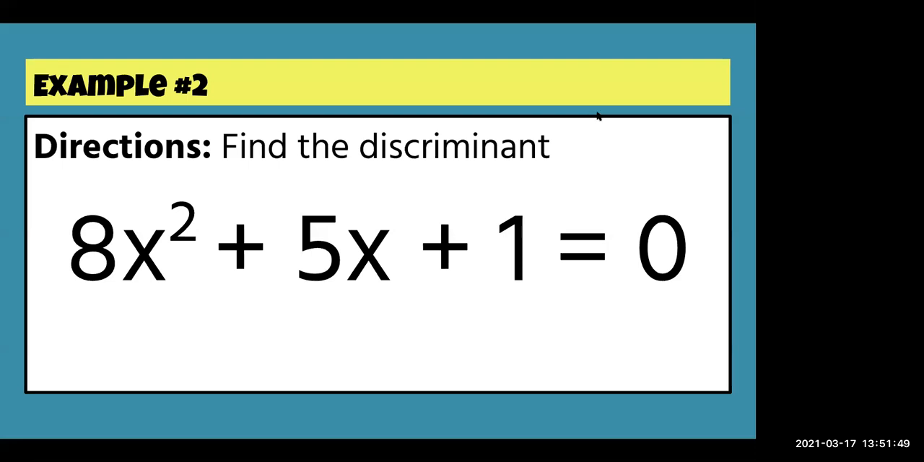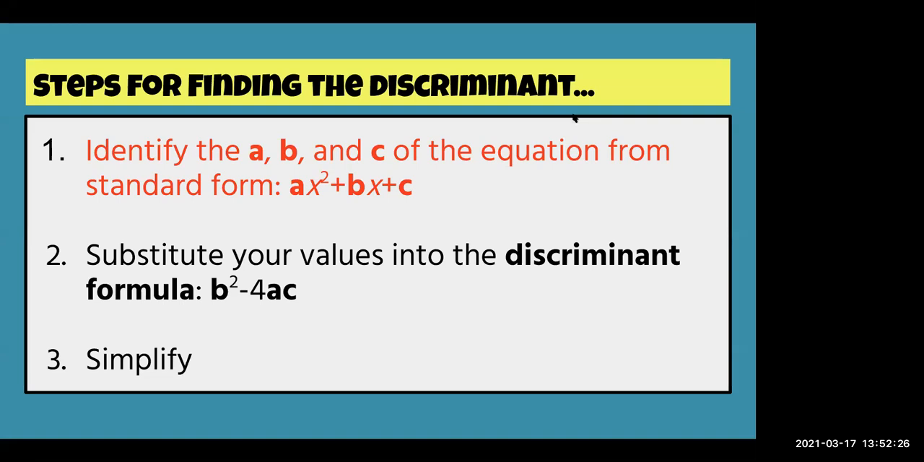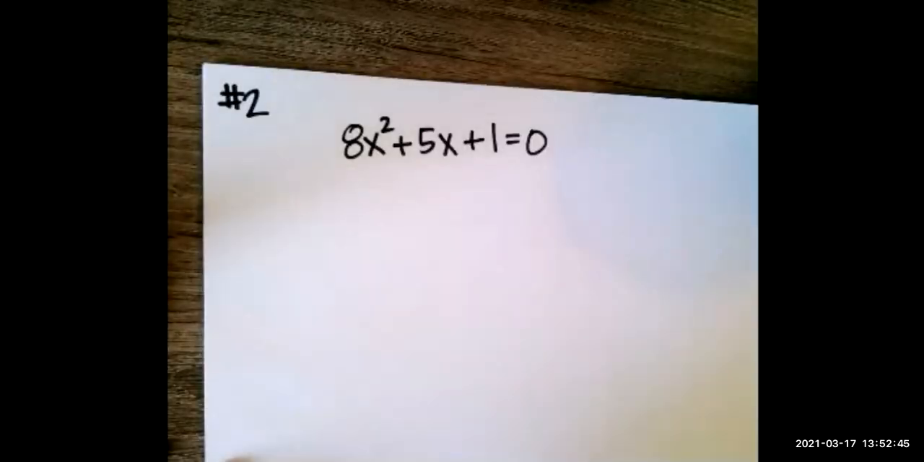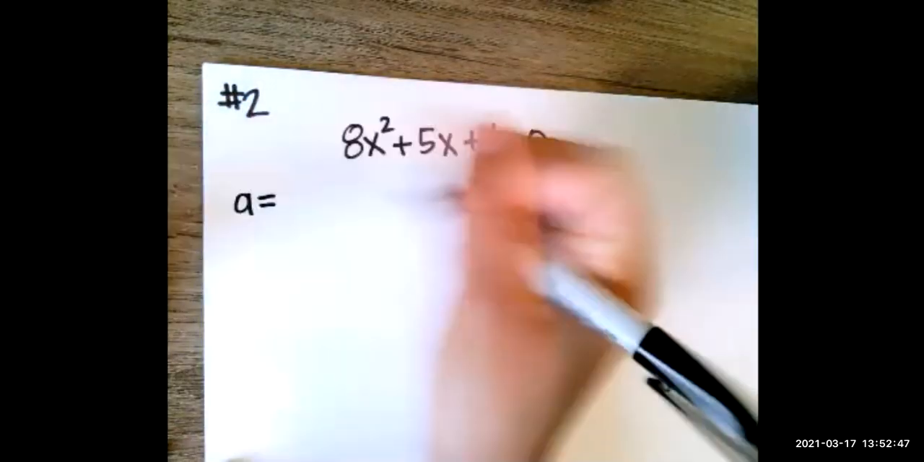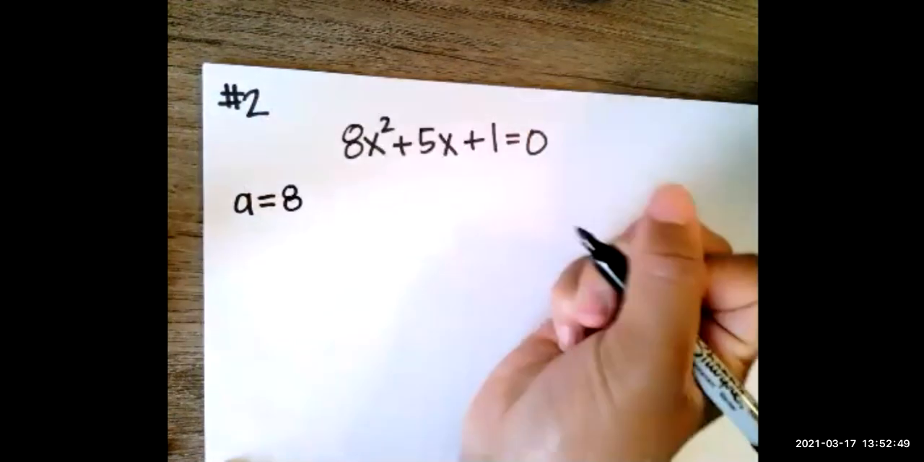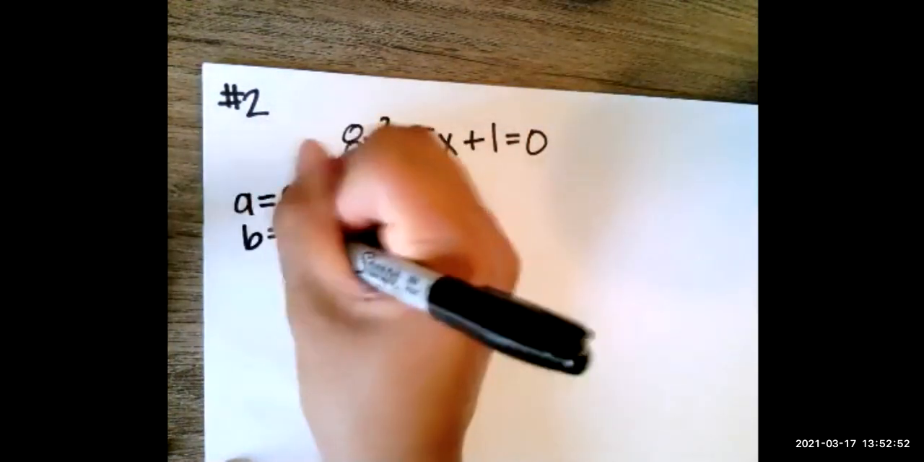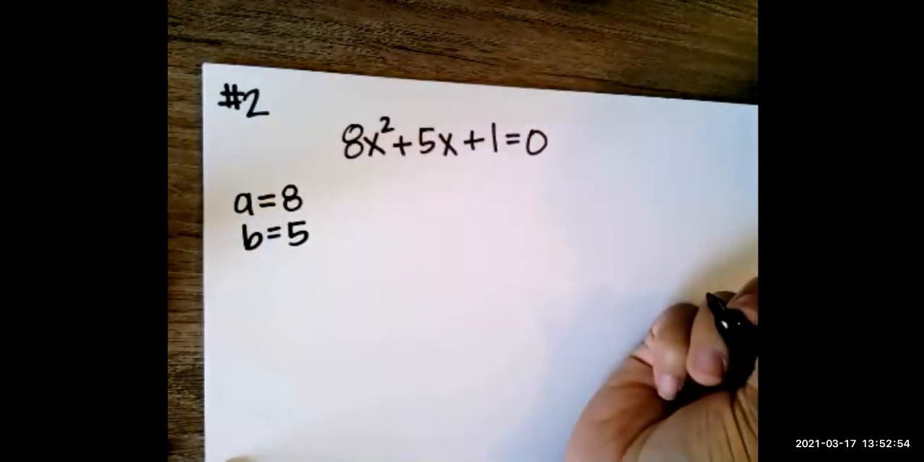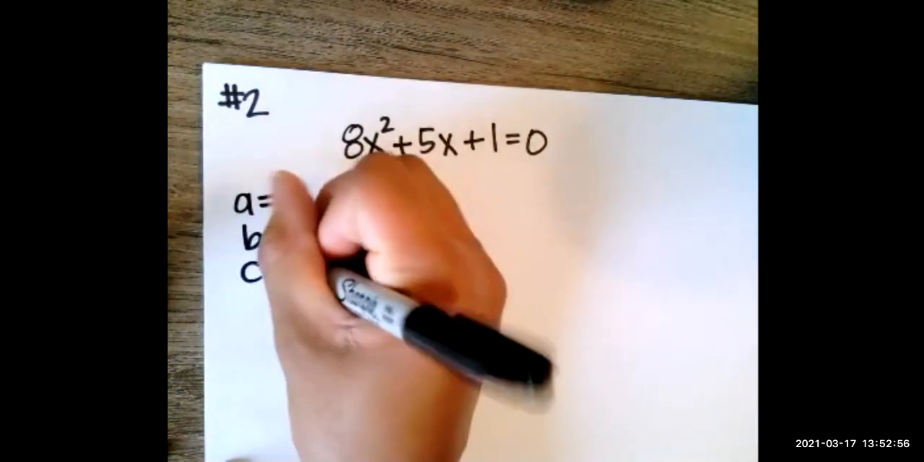Example 2. 8x squared plus 5x plus 1 equals 0. First, we're going to identify the a, b, and c of the equation. A is equal to 8. B is equal to positive 5. And c is equal to 1.